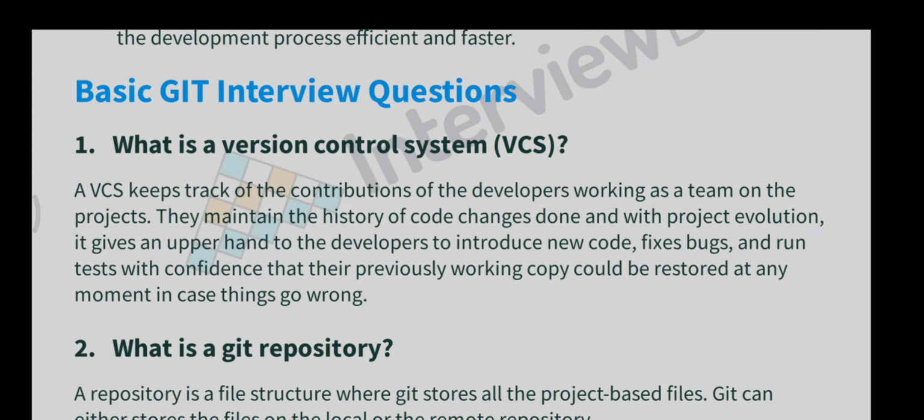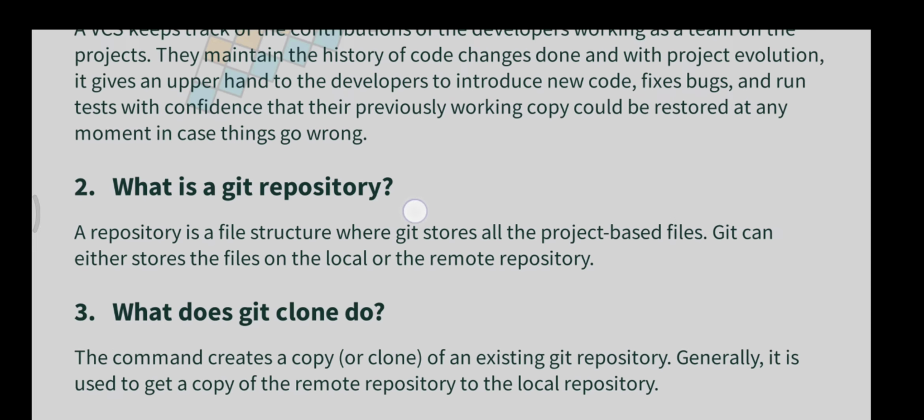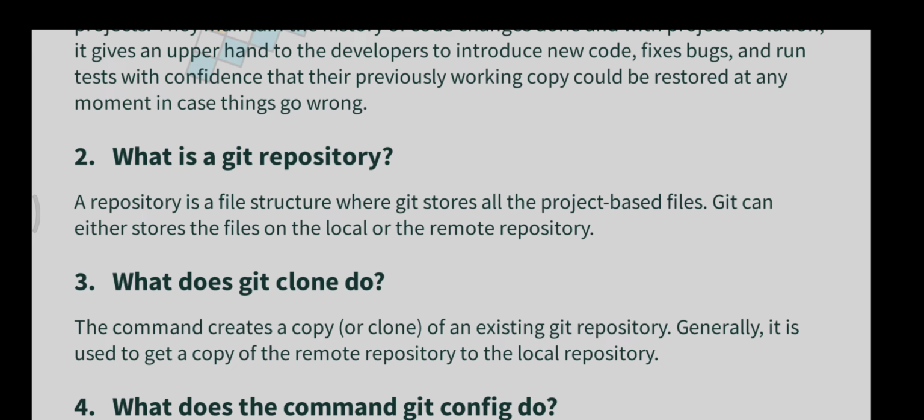What is a Git repository? A repository is a file structure where Git stores all the project based files. Git can store the files on either the local or the remote repository.